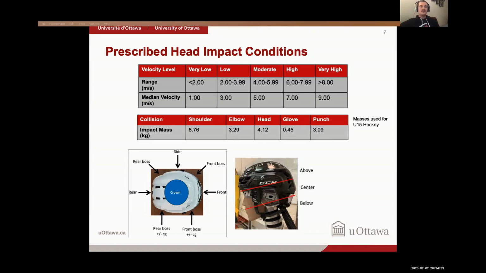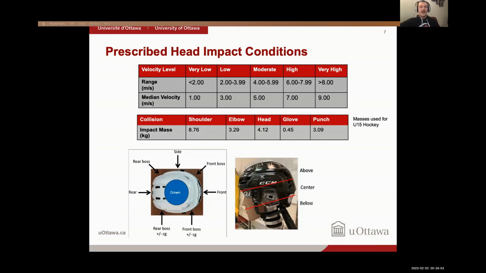Depending on what the head was being hit by, I'm using examples from under 15 hockey because that's what my research focused on. But it can vary for, for example, American football, rugby, or soccer. The impact masses will change. So here we see the shoulder, the elbow, head, glove, and punch events.